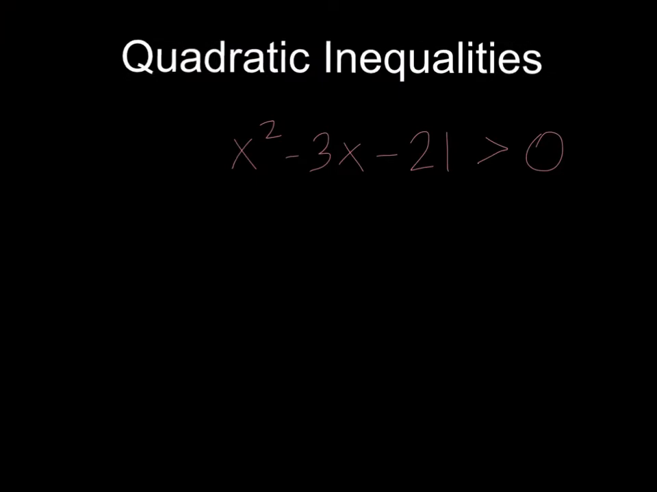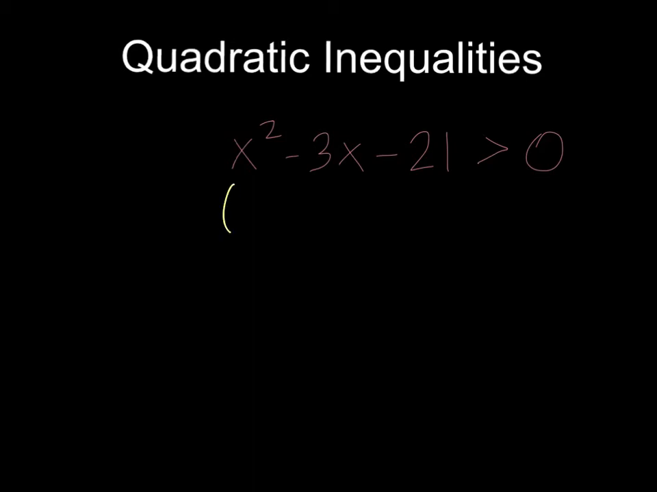Okay, so let's start with this quadratic inequality. The key to solving one of these is to figure out the break-even points, where this thing equals 0. And we've spent a lot of time talking about intercepts. This quadratic expression will equal 0 at these locations.